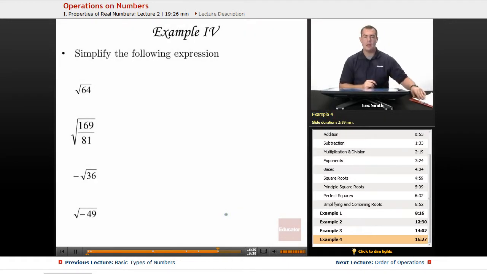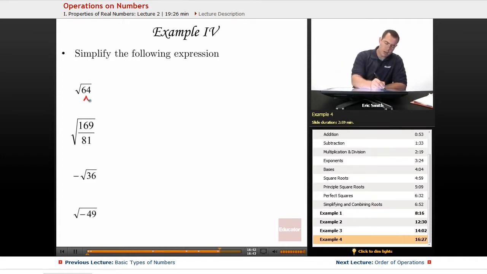Alright, now on to some square roots. So with these ones, we simply just want to break them down, simplify them as much as possible. And the first one, I have the square root of 64. So think to yourself, what number would you have to multiply by itself in order to get 64?